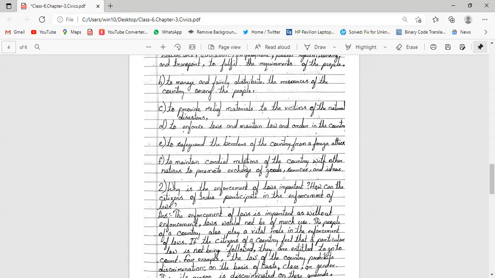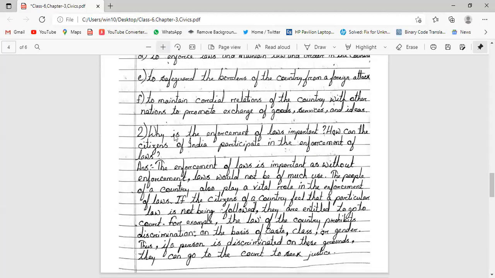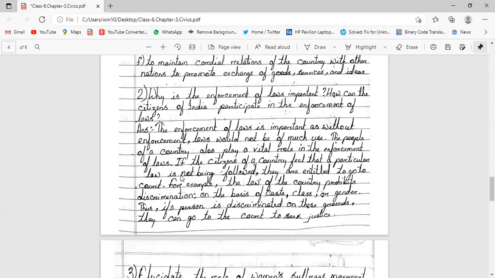Why is the enforcement of the laws important? How can the citizens of India participate in the enforcement of laws? Okay, the enforcement of the laws is important, as without enforcement, laws would not be of much use. The people of a country also play a vital role in the enforcement of laws.